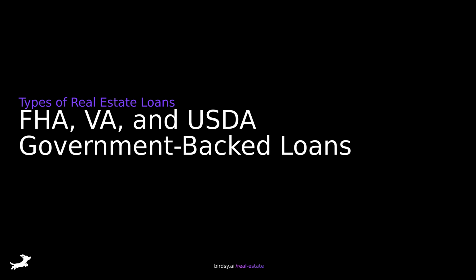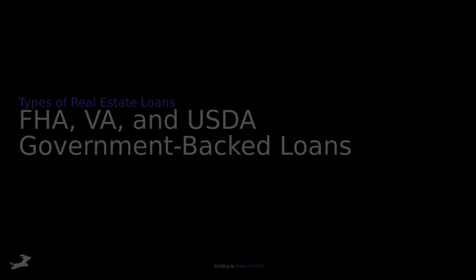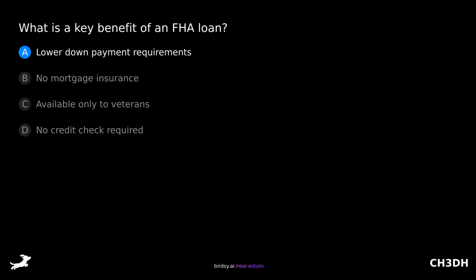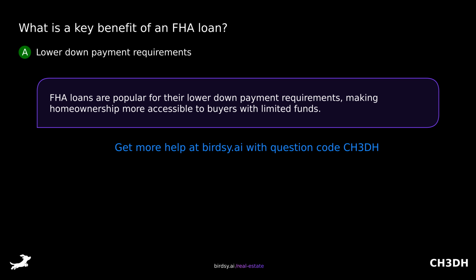FHA, VA, and USDA government-backed loans. What is a key benefit of an FHA loan? Is it A, lower down payment requirements, B, no mortgage insurance, C, available only to veterans, or D, no credit check required? The answer is A, lower down payment requirements. FHA loans are popular for their lower down payment requirements, making homeownership more accessible to buyers with limited funds.